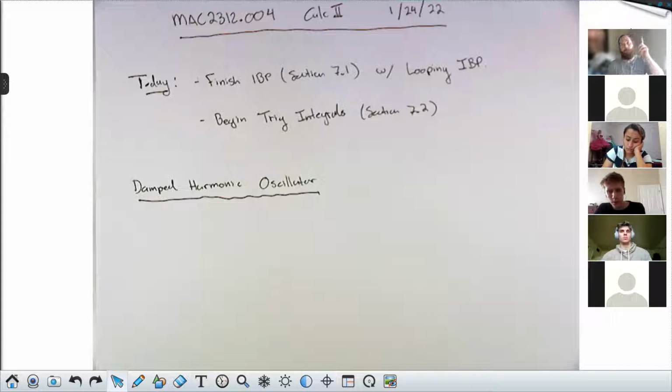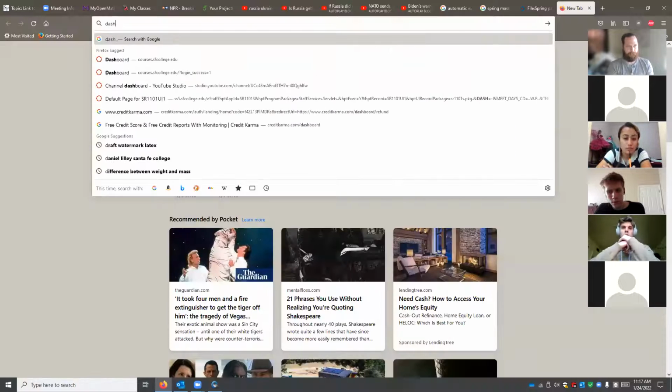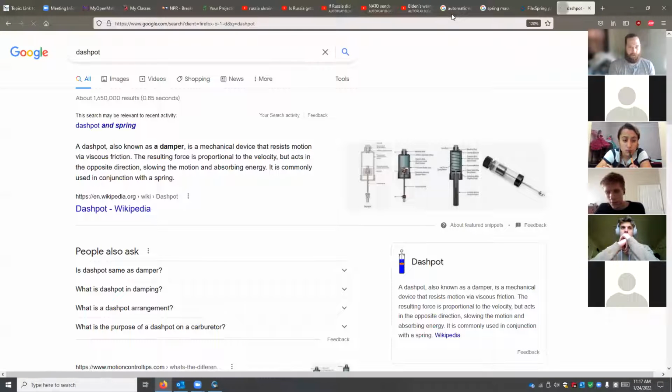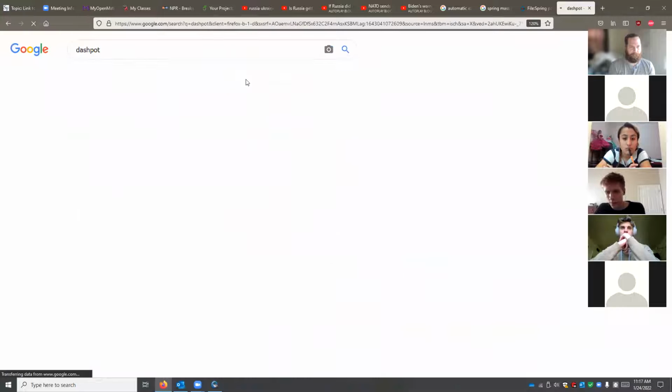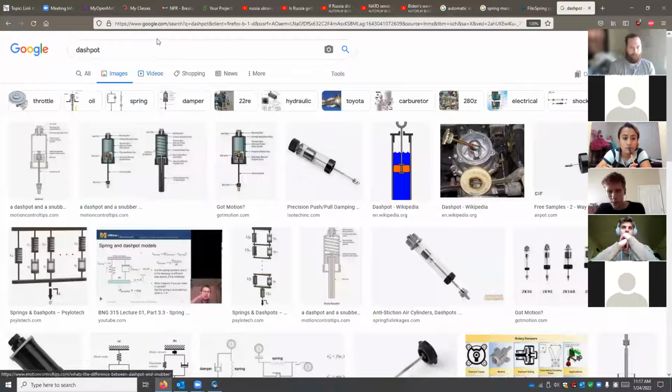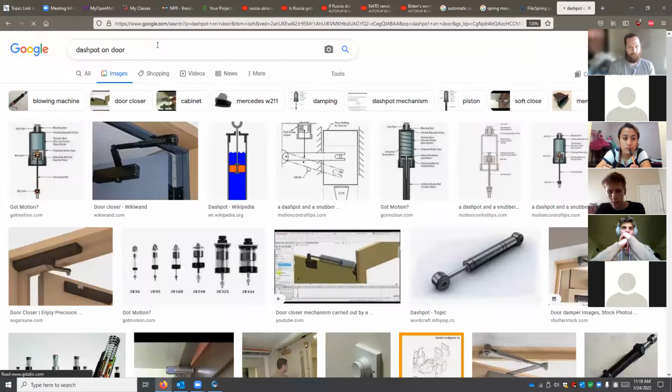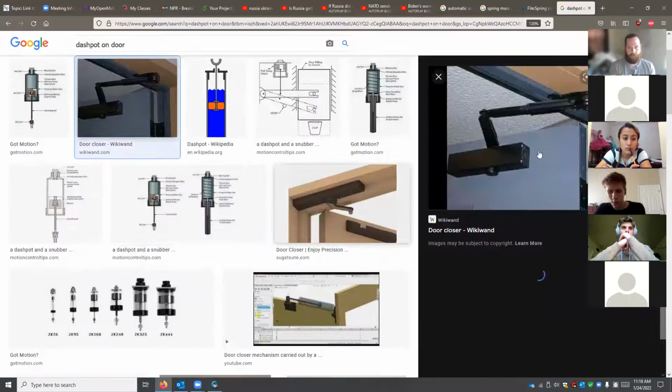If you look at the top of those doors, they have these little arms that are attached to a little metal box that's mounted to the top of the door. That's called a dash pot. This thing. It's called a dash pot.